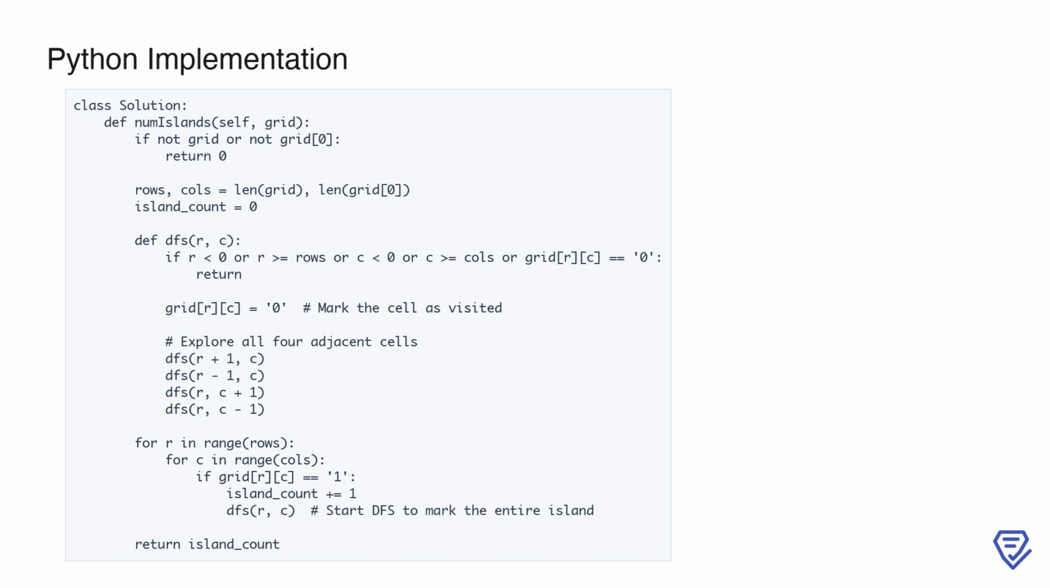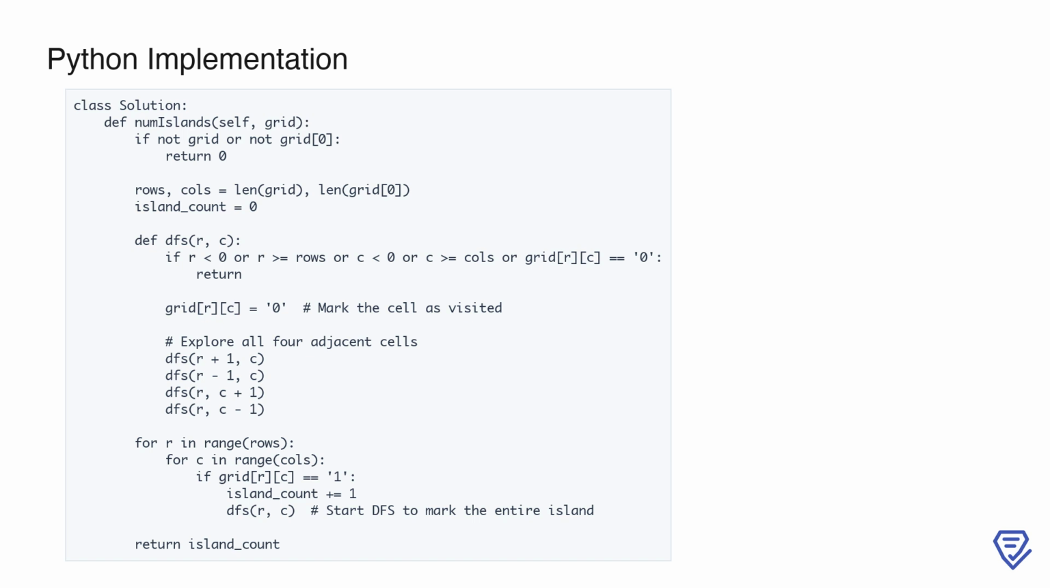First, the numberIslands function checks if the grid is empty or invalid. If so, it immediately returns 0 since no islands can exist in an empty grid. Next, we determine the dimensions of the grid, rows and columns, and initialize a counter island_count to track the number of distinct islands.